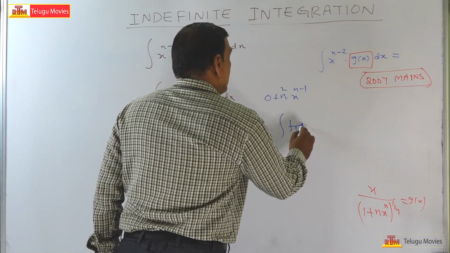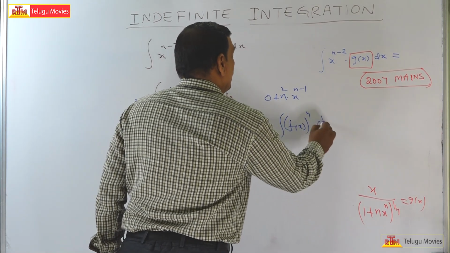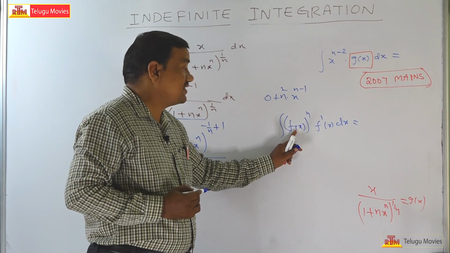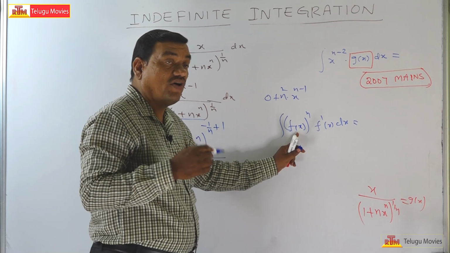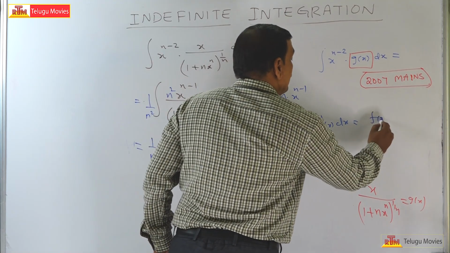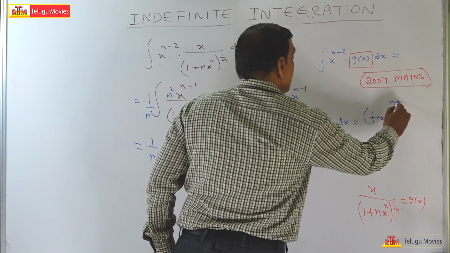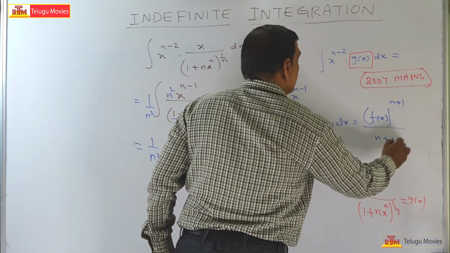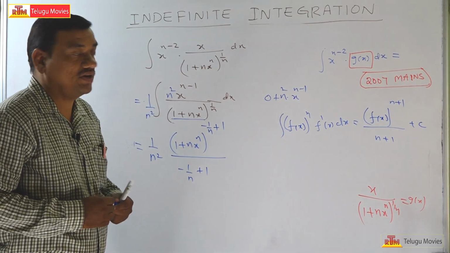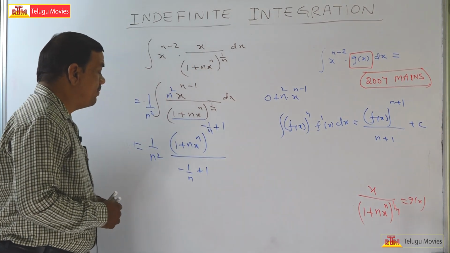The integral of f(x) to the power n into f'(x) dx, where f'(x) is the derivative of the function f(x). Now your answer is f(x) to the power n plus 1 by n plus 1, plus c. Just to find out the derivative of the original function. Okay, now almost the problem is over.